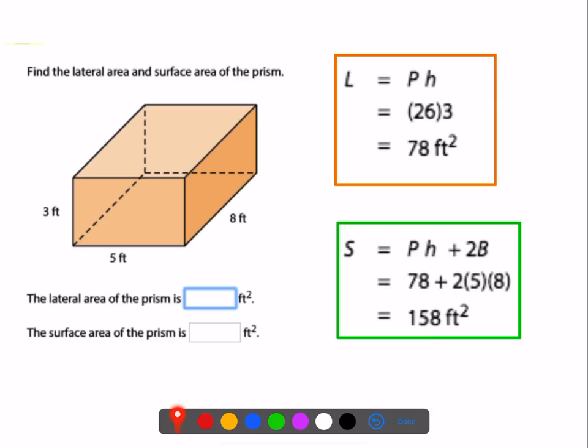So go ahead and take a second, pause the video if you need to look this problem over, make sure that you understand it. If you guys have questions, make sure that you contact me and let me know.